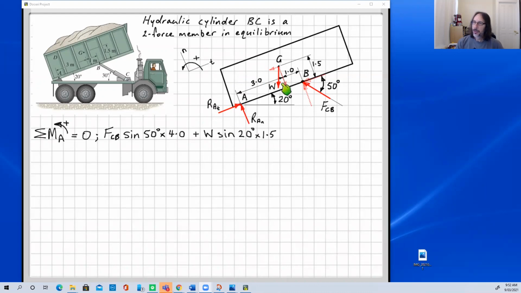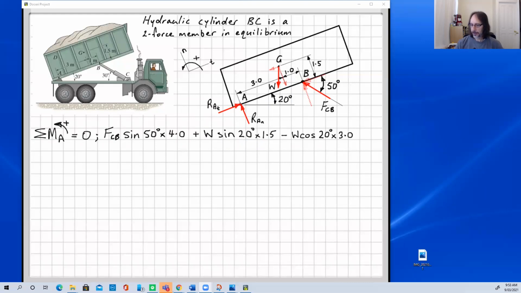Then we also need to include this normal component here. And so that will be W cos 20 times its perpendicular distance, which is given for us here, 3. Okay, so we can put that in, W cos 20 times 3, and is that positive or negative moment? Let's have a look. So this normal component here will be pushing around this way. About point A, it will cause that component to rotate clockwise around point A. So this is going to be a negative moment in that equation.